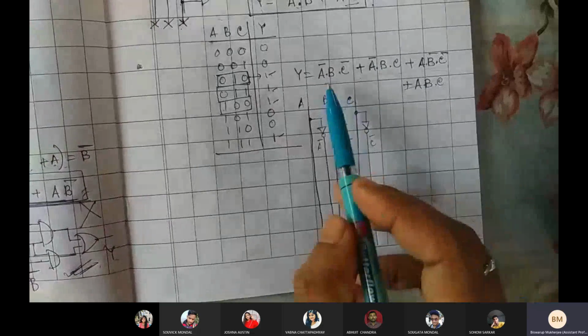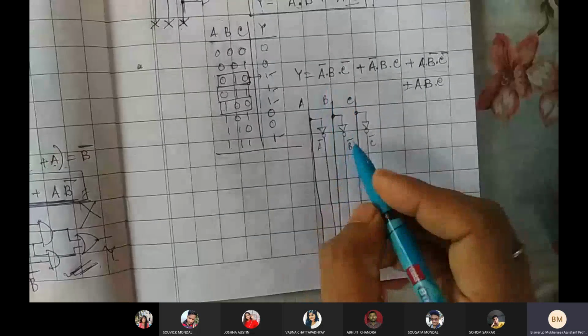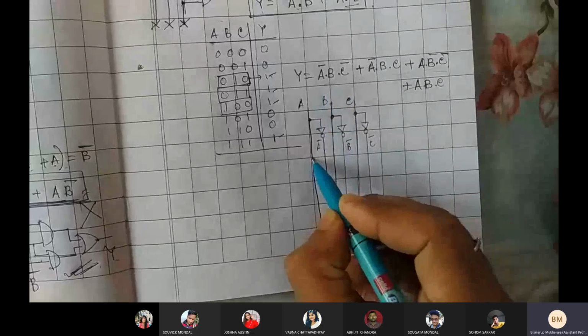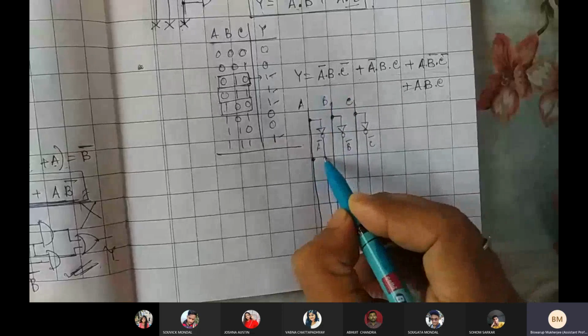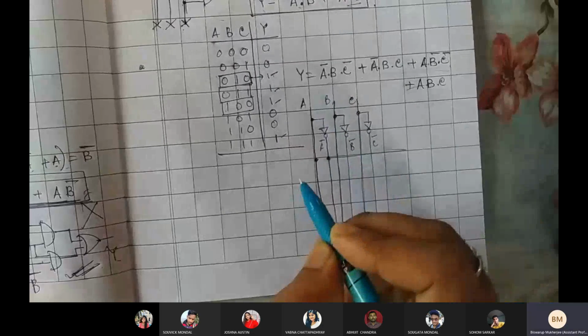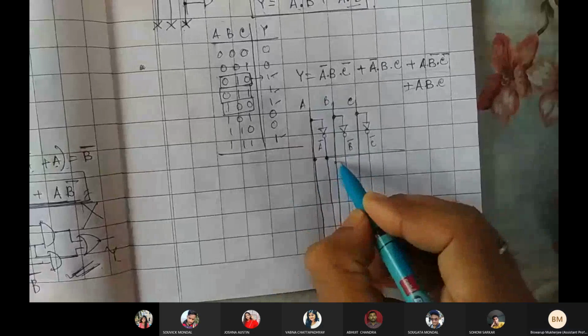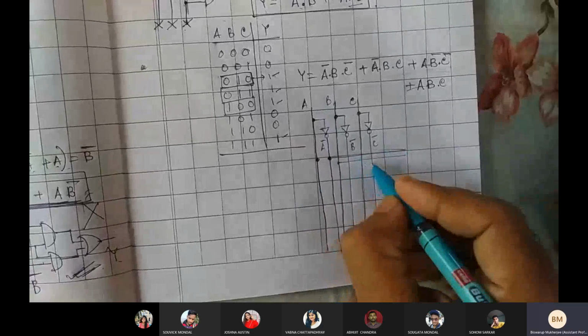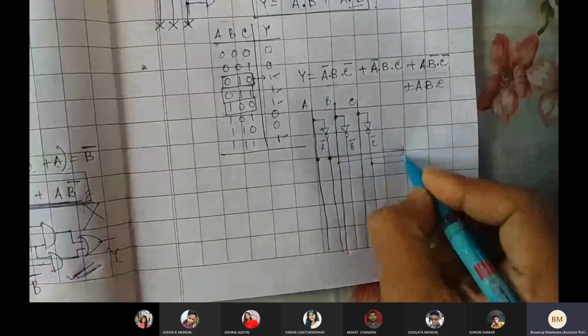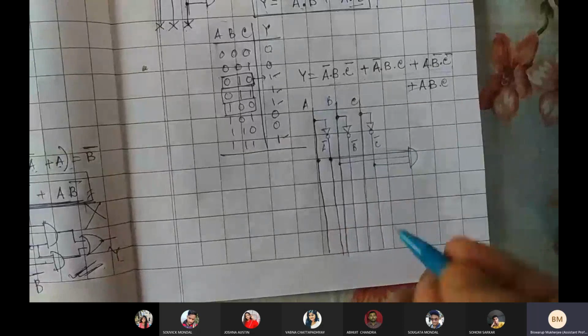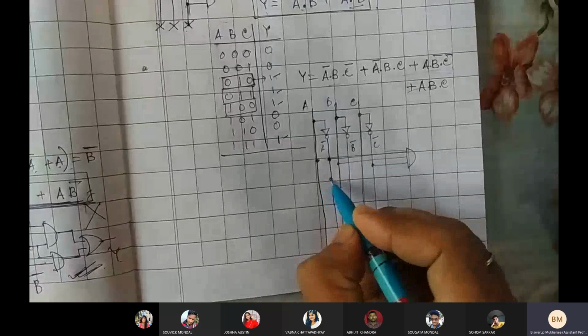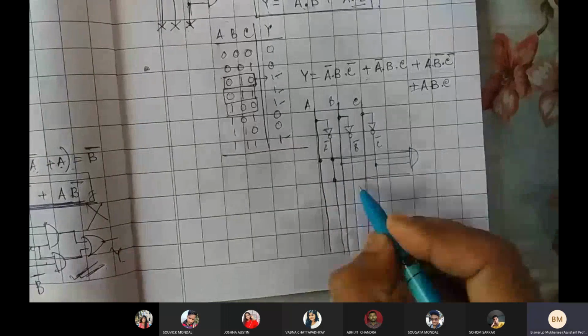Now what do we need to do? Just we need to go for this one, A bar, B, C bar. Sorry, the first one is A bar. So from A bar, we'll be dragging one line, then B, and then C bar. So put one AND operation in between these three. Then A bar BC. Okay, so A bar BC. Another AND.